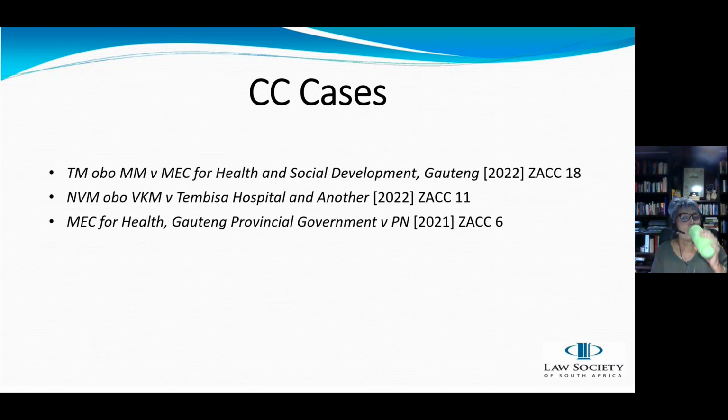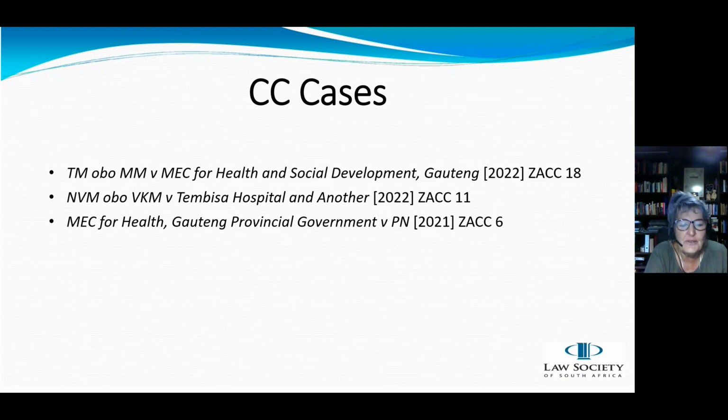And then on this slide, you will see quite recent cases, 2022, 2021, etc. All three cases went to the Supreme Court of Appeal. The Constitutional Court has widened their jurisdiction, and you can go to court and then argue that it is in the public interest that this case be heard by the Constitutional Court, but you will have to prove that it is in the public interest.